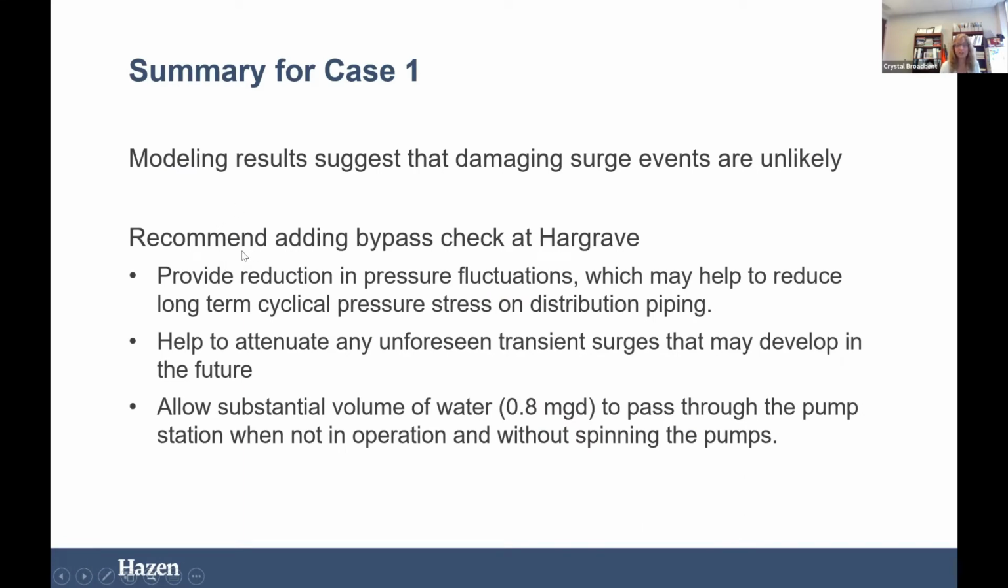So again, our recommendation was to put a bypass check valve. This provided reduction in pressure fluctuations. We didn't see any unforeseen transient events that could be there in the future. But we did see that water would continue to pass through the station, and we didn't want the pumps just spinning and not having a way to really stop and restart again. So that's why we added the bypass.